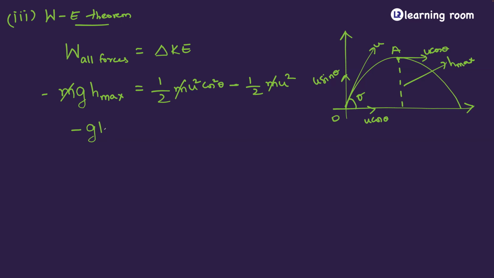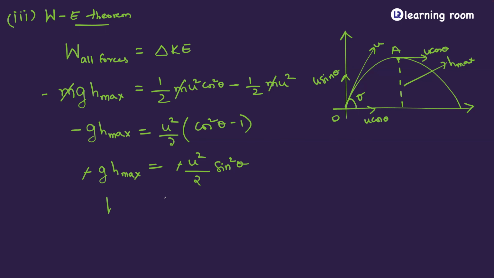So minus g into h max is equal to u square by 2 into cos square theta minus 1. See, 1 minus cos square theta is sin square theta. Cos square theta minus 1 is minus sin square theta. So it is minus u square divided by 2 into sin square theta, which is minus g into h max. Minus is gone. h max will be equal to u square sin square theta by 2g. So you do whatever you want, you'll get the same answer. Why I'm trying to stress this is the power of these two theorems. Am I clear?